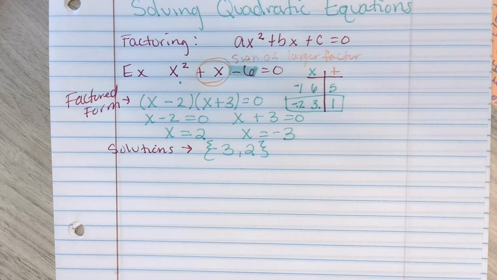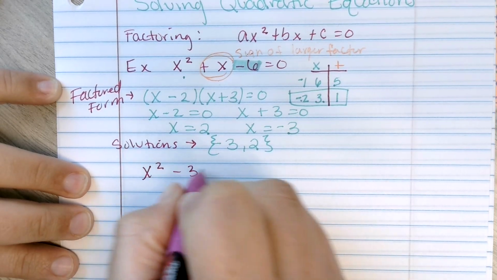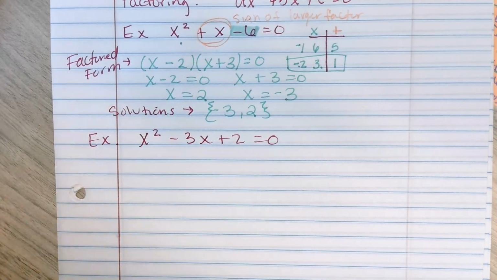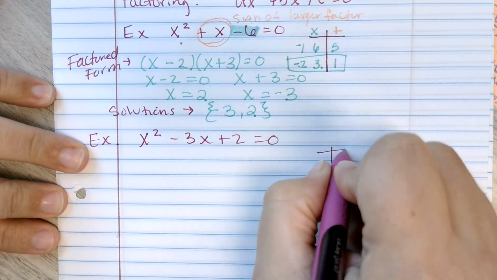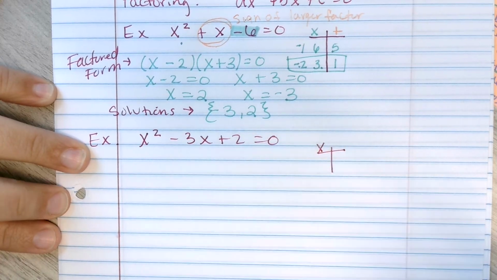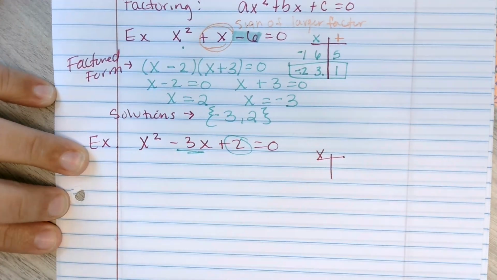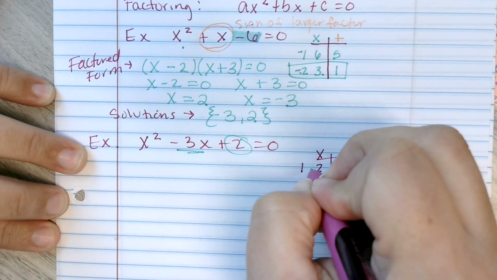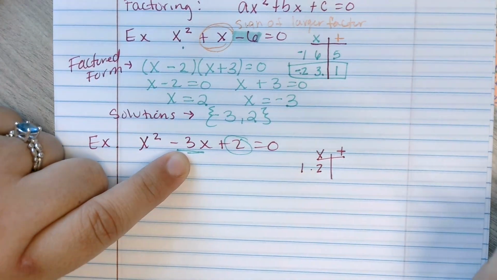Okay, if you want to try another problem, you can try x squared minus 3x plus 2 equals 0. I'm going to do this one a little bit quicker. So pause me, work it out, see if you can get it before I do. Okay, so I'm multiplying to 2 right here, and I want to add, because this is a plus sign, to negative 3. So how can I get that? Well, the only multipliers of 2 are 1 and 2 because it's prime. But how do I get it to add to negative 3?